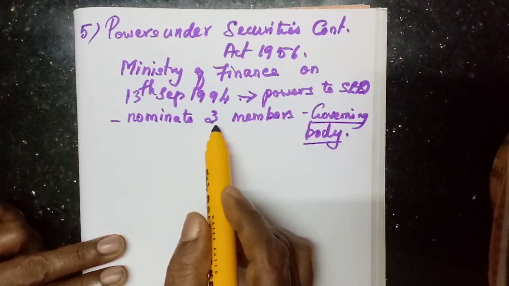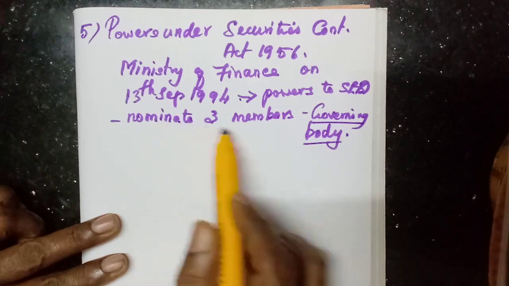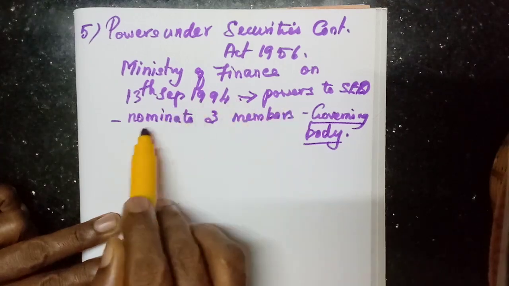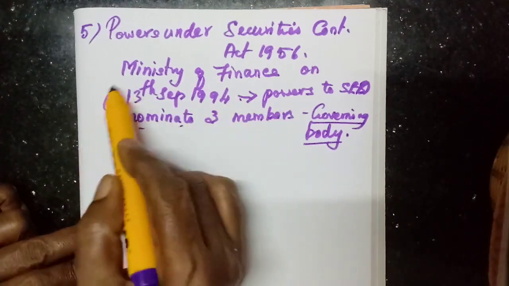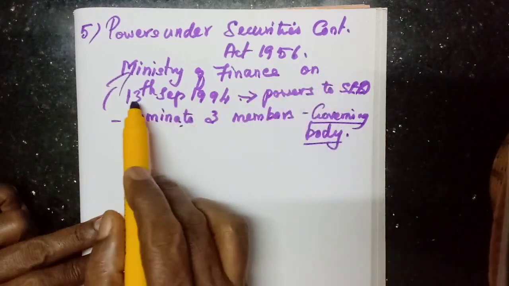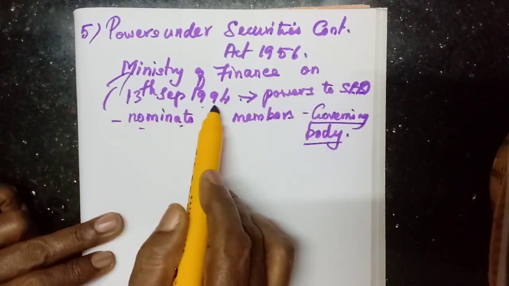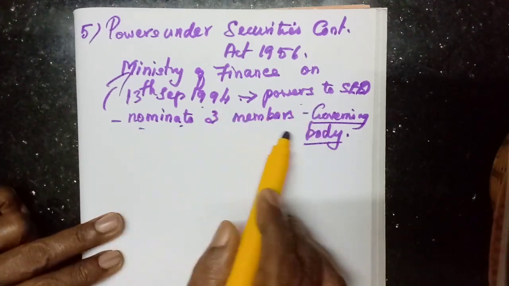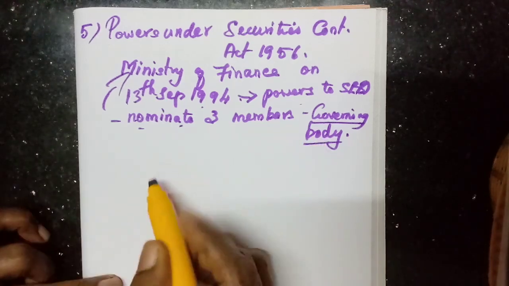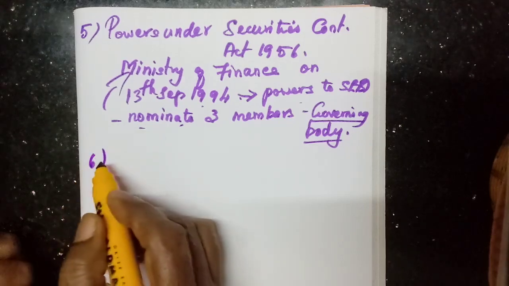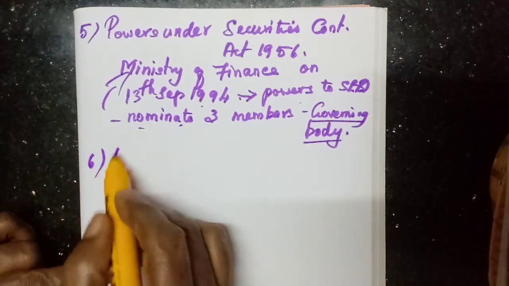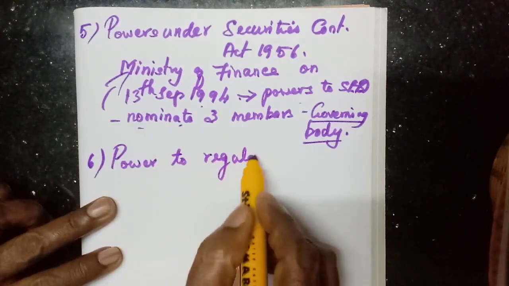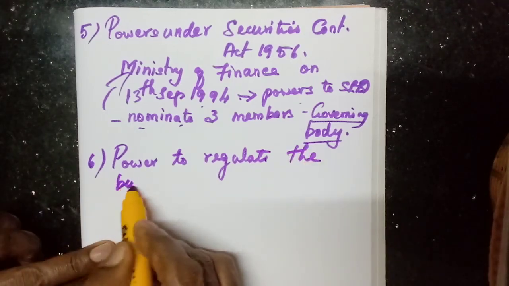The other members may be five members, I think. So, three members can be nominated by the SEBI. But this power it has got from the Ministry of Finance through a notification in the Gazette on 13th September 1994. This is the power given to SEBI: to nominate three members in the governing body of the stock exchange. Then the last power is the power to regulate the business of stock exchanges. That is the main thing, isn't it?